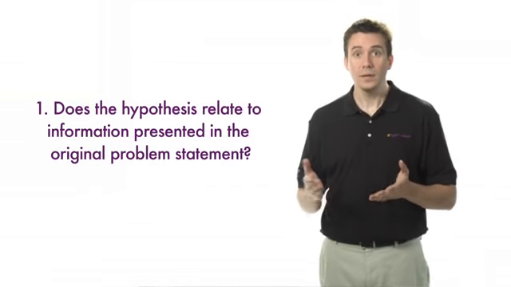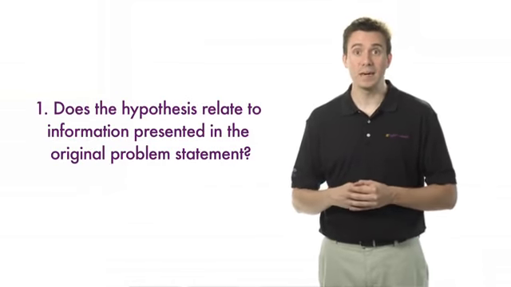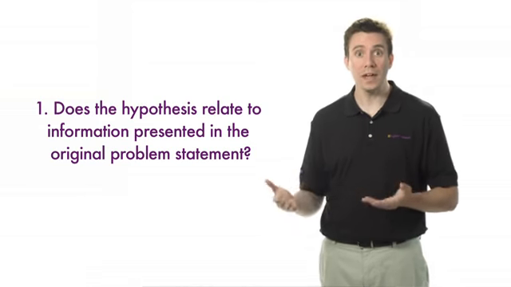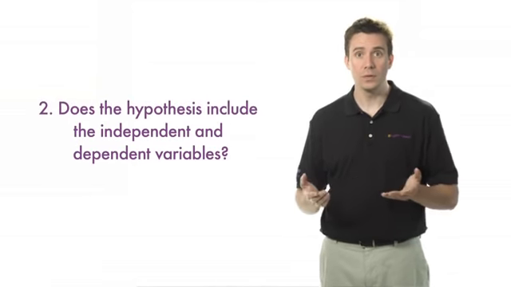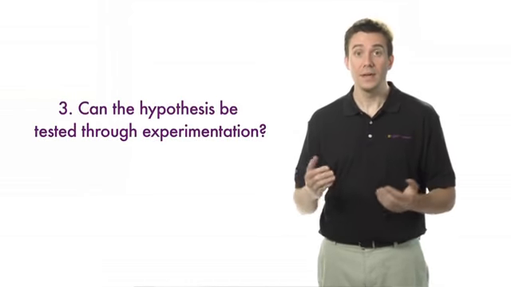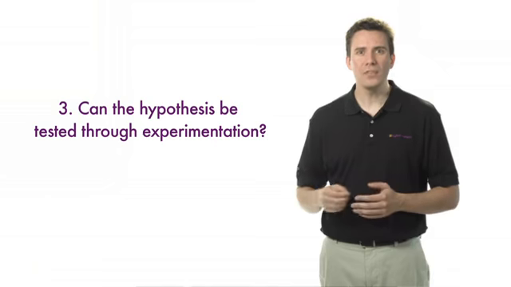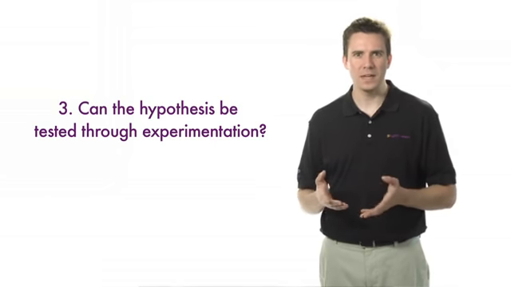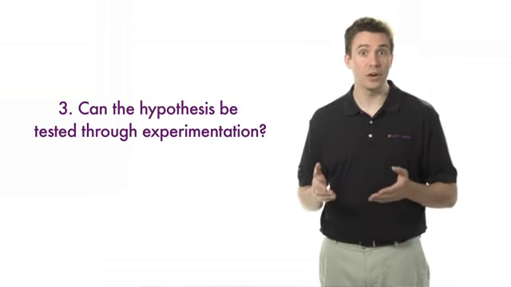So let's take a look at a checklist and make sure I have a good hypothesis here. Let's answer each of these. 1, yes, it relates to the information I had in my problem statement, which was that there's flooding in this area. 2, yes, we saw that it did. 3, it can be. It'll be tough, though, to actually conduct this experiment because it would have to be tested on a very large scale.